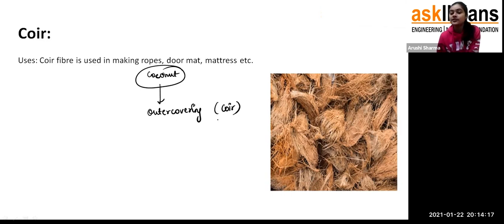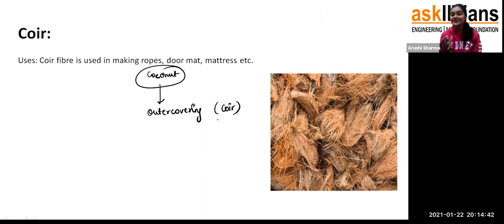Okay, and that is also used for many things, like for preparing ropes, doormats, and mattresses. Doormats, you know, the paidan we use in our houses so that it can absorb the water, or to clean our footwear. So that's how we use this coir for that purpose. And this coir we get from the coconut part, and the coconut we are getting from the plants only. So that's why, student, this is the fiber which we get from the plant.